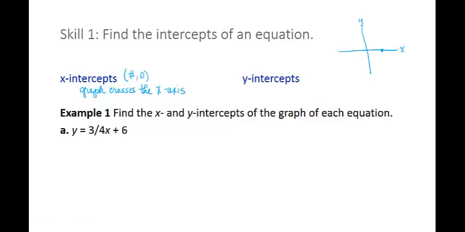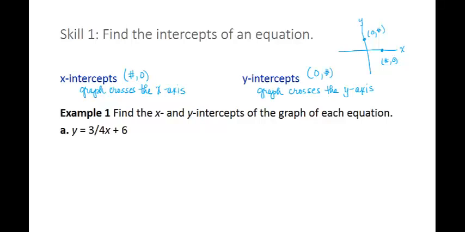The y-intercepts are where the graph crosses the y-axis. So on a coordinate system, to cross the y-axis means that the x value has to be 0. When we are given an equation and we need to find the x and y intercepts, we will replace either x or y with 0 and solve for the other coordinate.